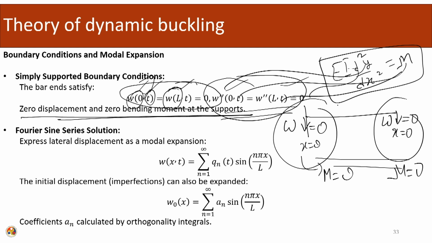So, we are putting these two terms as 0. At any given time t, the deflection at the two ends and the bending moment at the two ends will be 0. These are the boundary conditions that we are going to use.